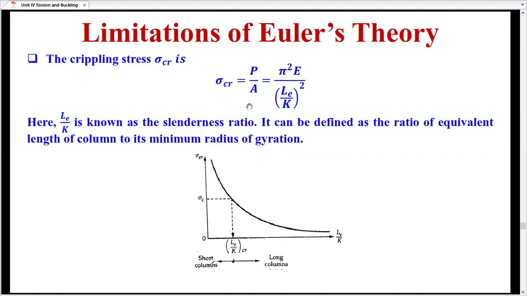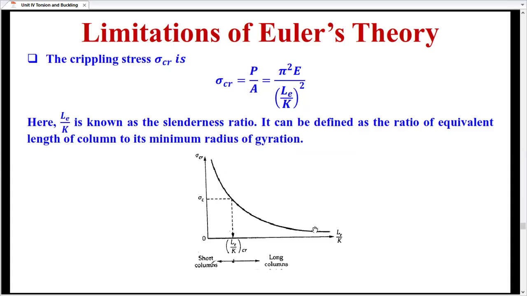LE by K is nothing but the ratio involving the radius of gyration. So stress is equal to force upon area, and you can write pi square E upon (LE by K) whole square. This is the equation for the crippling stress, which we can determine if we have the value of equivalent length, radius of gyration, and modulus of elasticity. This LE by K is nothing but your slenderness ratio. We can calculate that ratio with the help of stress and elasticity value. So this is the slenderness ratio, and this region is for short columns, this is for long columns, and this is the value of stress which we can determine.